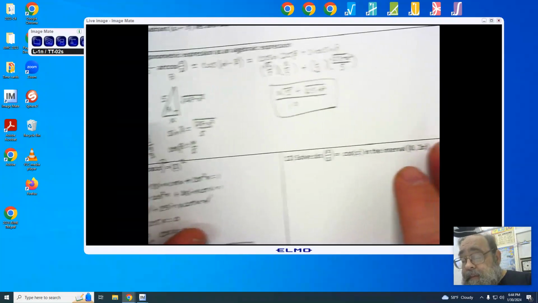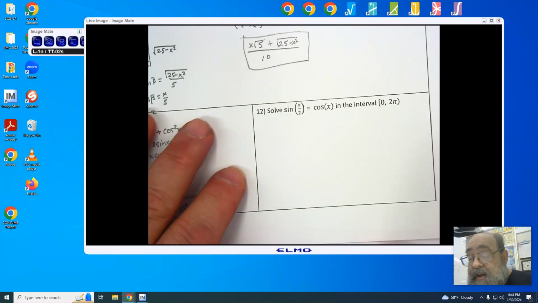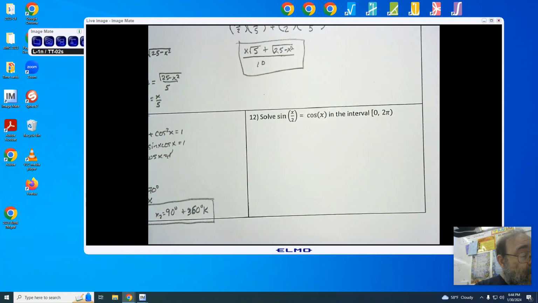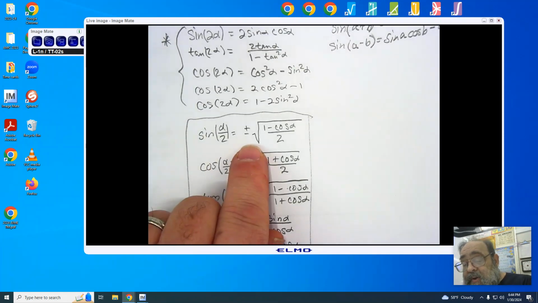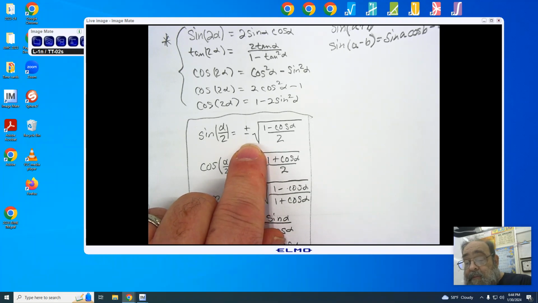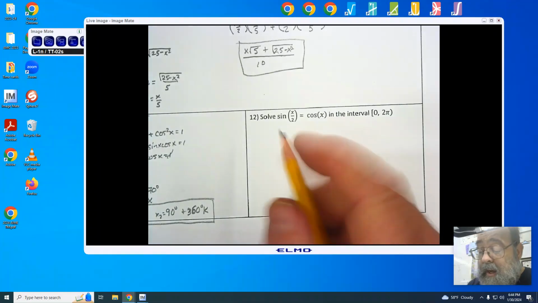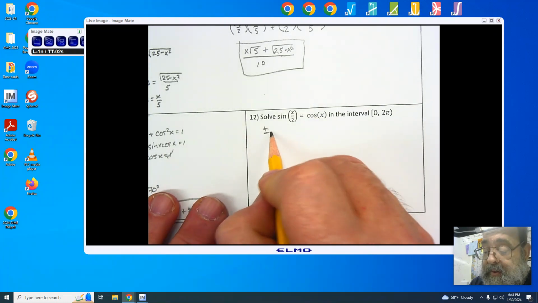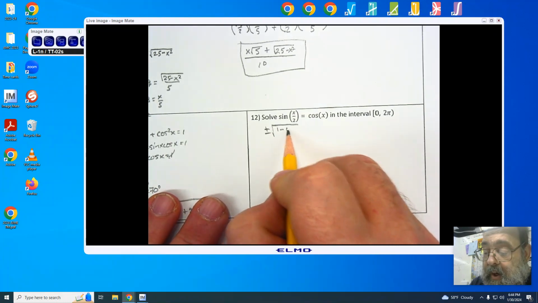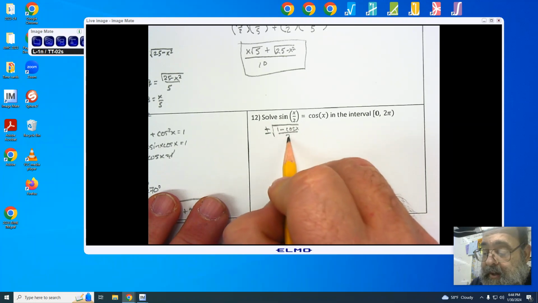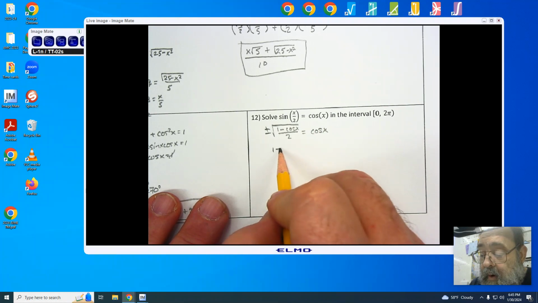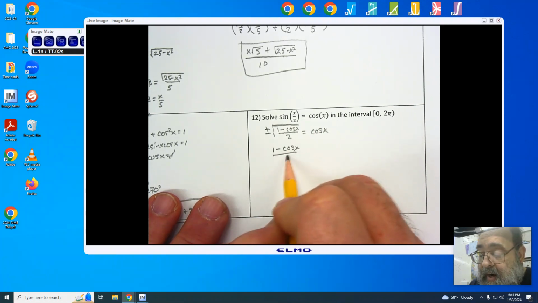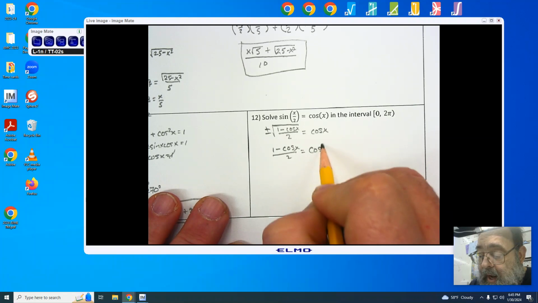For number 12, notice number 12 has that sine of x over 2. So I'm going to go to my half angle formulas, and I'm going to look for the sine of alpha divided by 2. I have plus or minus the square root of 1 minus cosine alpha over 2. That's what I'm going to plug in. So I have plus or minus the square root of 1 minus cosine of x divided by 2 equaling the cosine of x. I'm going to square both sides so that I have 1 minus cosine of x divided by 2 equals cosine squared x.